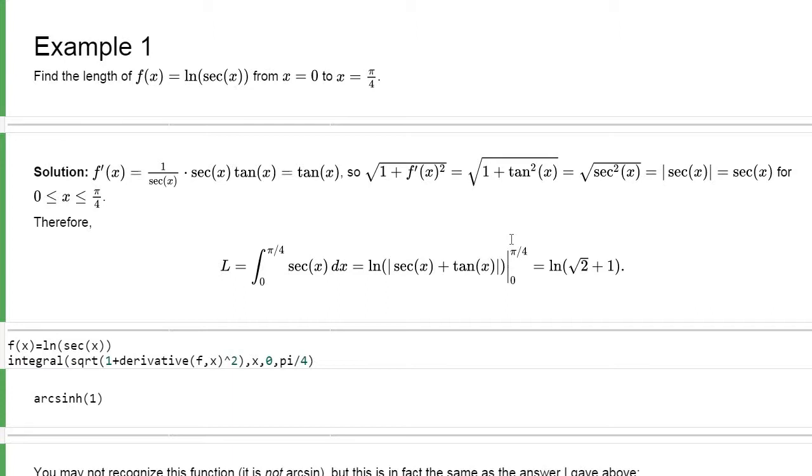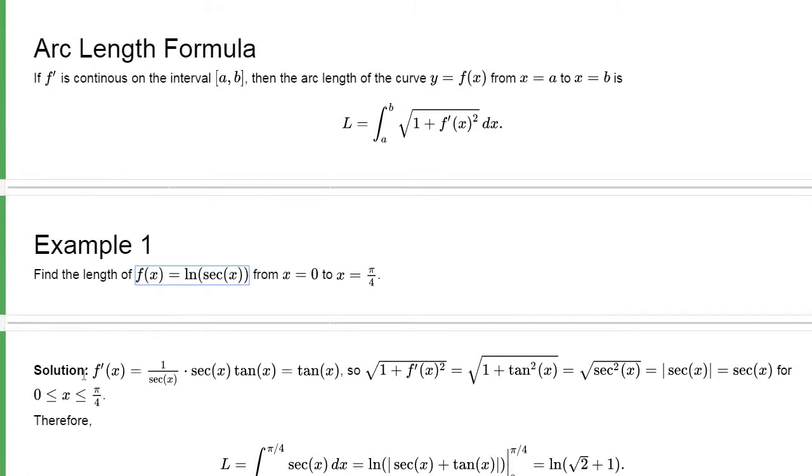So here's an example. I gave you a function, natural log of secant of x, from x equals 0 to x equals pi over 4. So I want to find how long that is. Well, here's my formula. So first I need f prime. So there's f prime. The derivative of natural log is 1 over whatever's inside, so that's 1 over secant. The chain rule says take the derivative of secant. The derivative of secant is secant times tangent. Notice that these secants cancel and you end up with just tangent. So f prime is tangent.